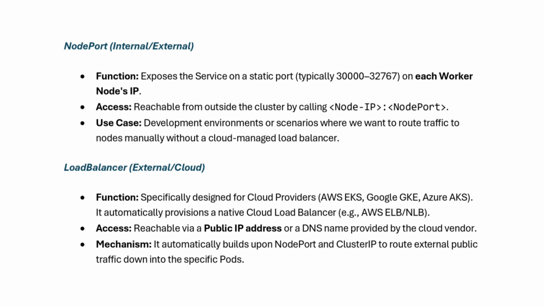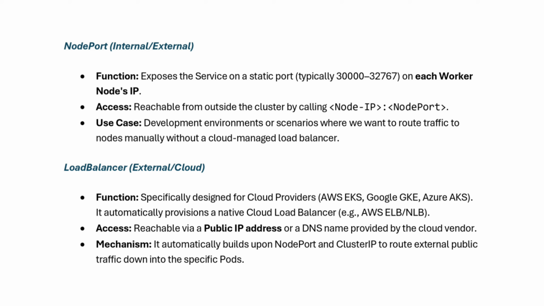That issue is solved by the load balancer, which provides a static, single public IP address that is not volatile. So now let's understand load balancer, that is external or cloud. Its function: load balancer is specifically designed for cloud providers, that is AWS EKS, Google GKE, Azure AKS. It automatically provisions a native cloud load balancer, for example AWS ELB or NLB. Access: reachable via a public IP address or DNS name provided by the cloud vendor. Mechanism: it automatically builds upon NodePort and ClusterIP to route external public traffic down into the specific pods.